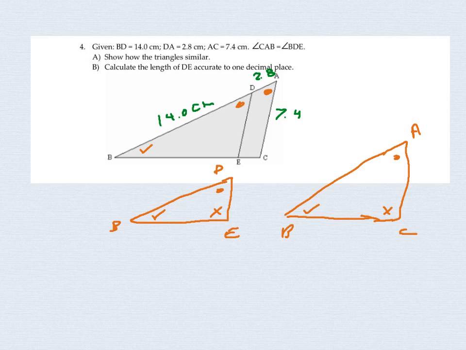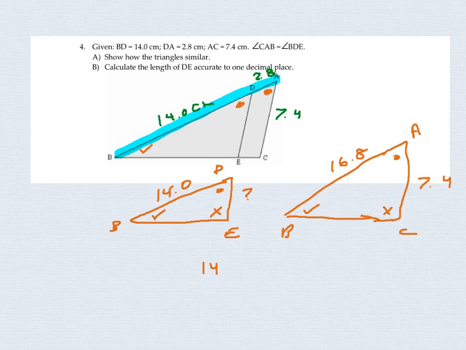Now that they're similar, I can use the information, hopefully, to solve for the missing side. AC is 7.4. DE is the unknown. BD is given as 14 centimeters. And AB is given, but not directly, as the sum of the two lengths you were starting with. So 14 plus 2.8 would be 16.8.